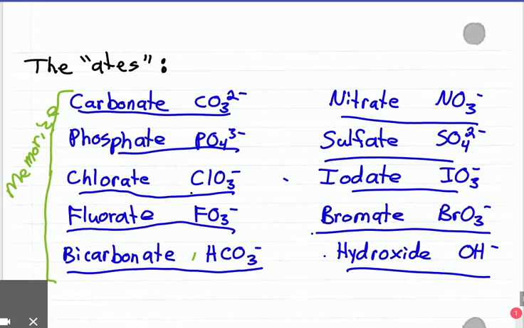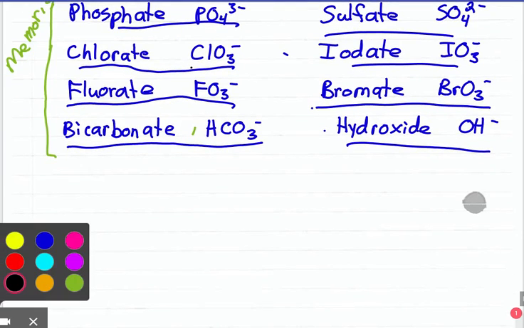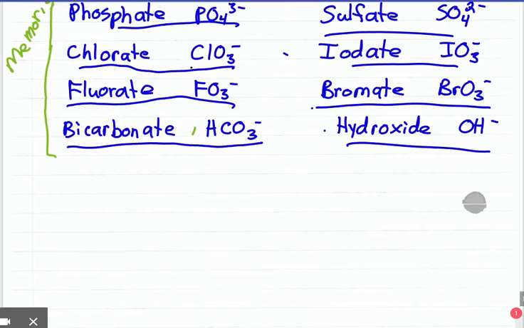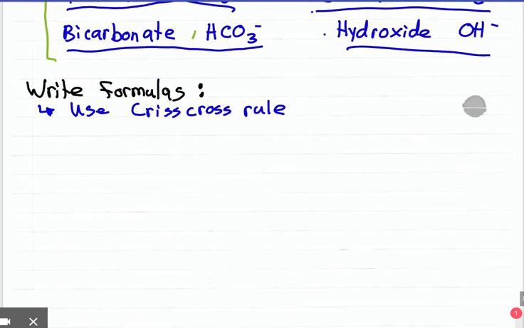All right, now we are going to jump in and talk about how we can write formulas for polyatomics. When we write formulas for compounds containing a polyatomic, we just follow exactly the same rule we've used before. We use the crisscross rule. So here's an example. We're going to find a formula for calcium phosphate.